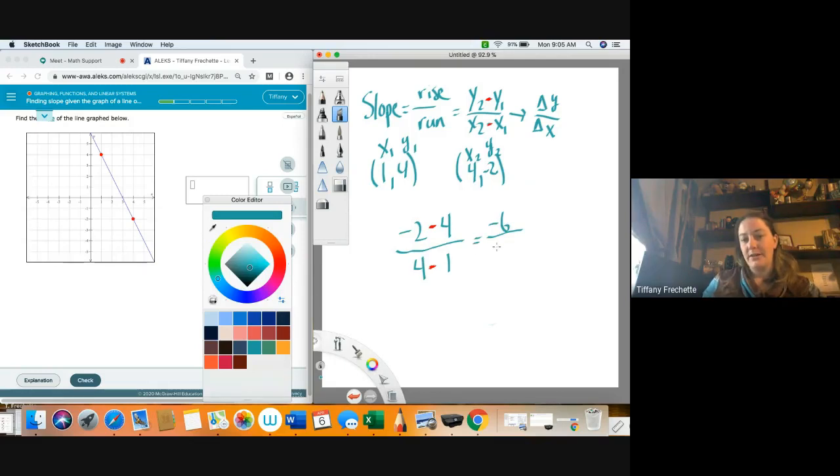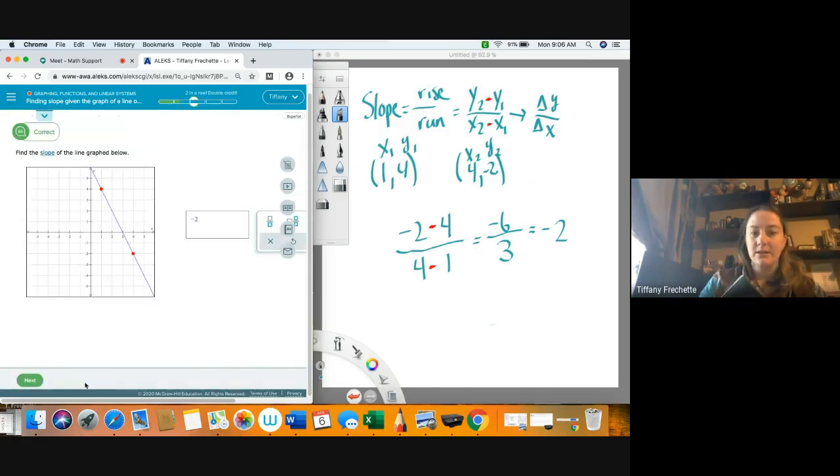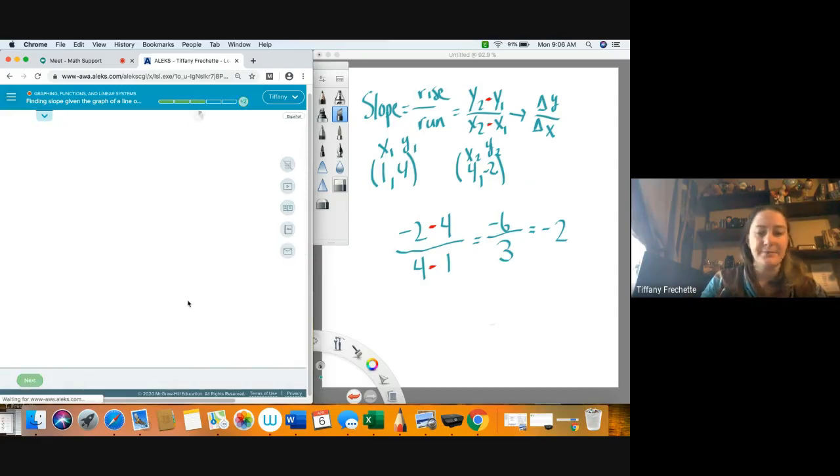4 minus 1. So we're just going to subtract those like we normally would. And now we're going to go -6 divided by 3, and we get -2. There's only one negative, so I know my answer will be negative. And we just say 6 divided by 3 is 2. All right, so let's go ahead and check that, and we get -2. Check. Yay! All right, one more of these.